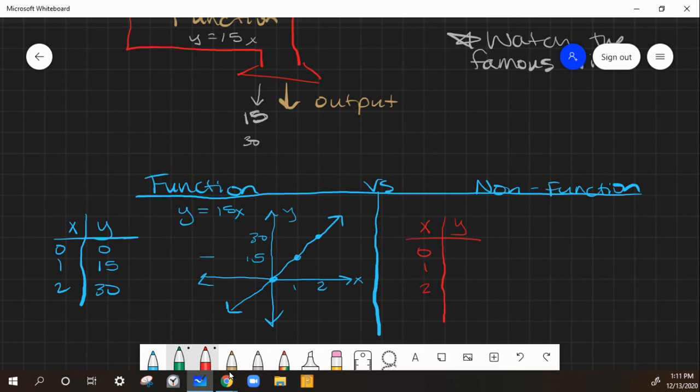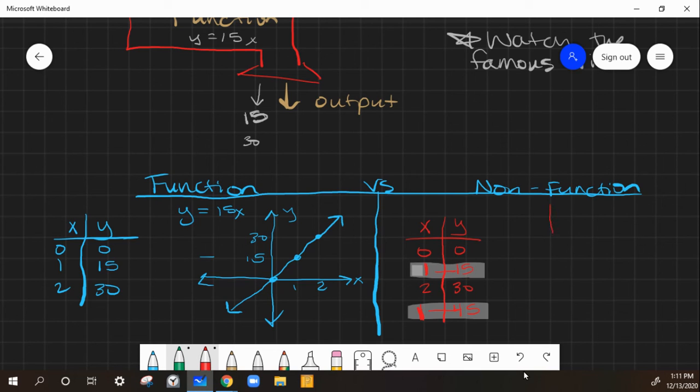But here is something that is not a function. Notice I've written everything the same, and then all of a sudden, something happened. Do you see this? There is one x that goes to 2 different values. It is not a unique value for y. So this right here is not a function. It is still mathematically sound. In fact, it's called a relation, but it is not a function.